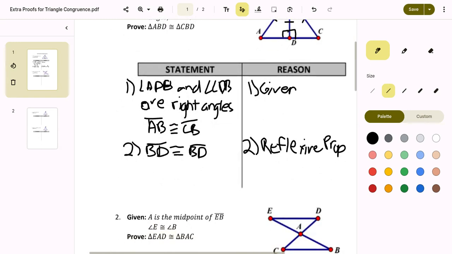Now, since we have that right angle and we have those two sides, we can say that the two triangles are congruent. So we know that triangle ABD is congruent to triangle CBD. And our reason for that is hypotenuse leg for this one. All right, so there's the first one. We're going to move on to the second one. If you need to pause it to give yourself a little bit more time, please pause it and give yourself a little bit more time there.